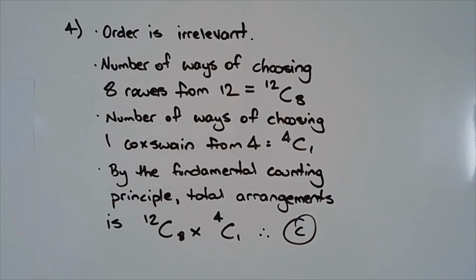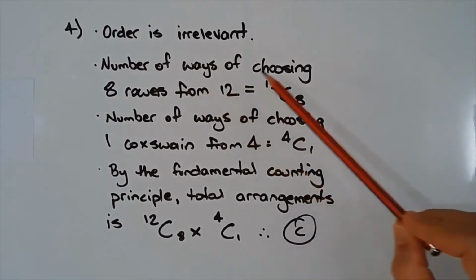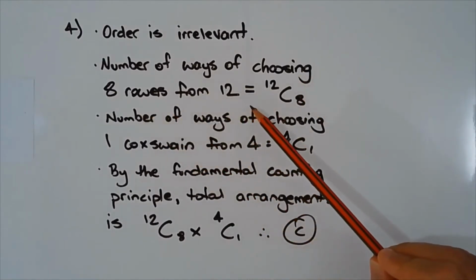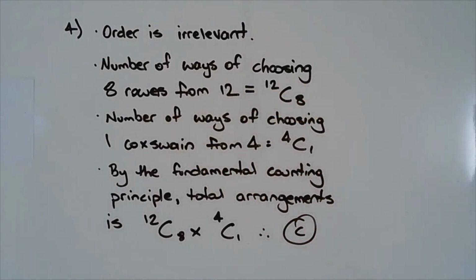Firstly, the order is irrelevant. It doesn't matter in which order the 8 rowers are chosen from the 12 Year 10 students, or the 1 coxswain from the 4 Year 9 students. So we're dealing with combinations, not permutations. Now the number of ways of choosing 8 rowers from 12 is given by 12 choose 8. And the number of ways of choosing 1 coxswain from the 4 Year 9 students is 4 choose 1. By the fundamental counting principle, the total number of arrangements is 12 choose 8 multiplied by 4 choose 1. Therefore, answer is option C.